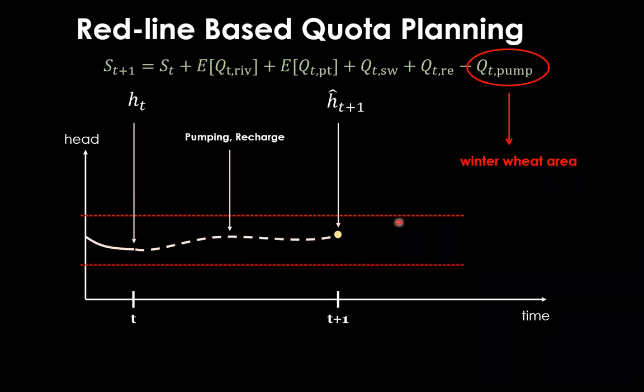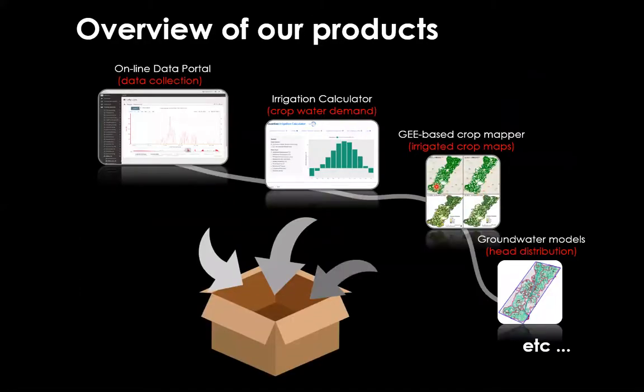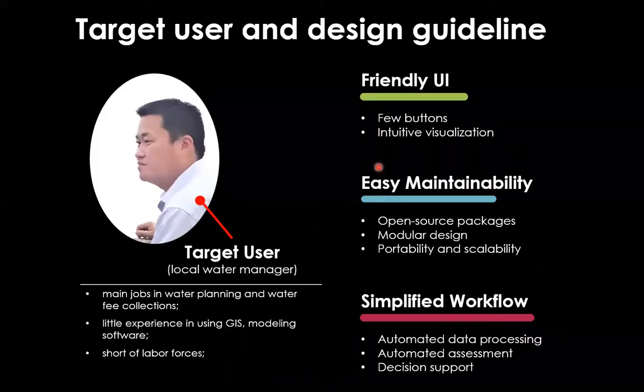And such quota planning is made possible thanks to the data and the models that we developed in our projects. So quite naturally, in the later period of our project, we decided to integrate the data and the tools within a single system. And more importantly, we want each component to interact with each other in order to achieve the decision support.